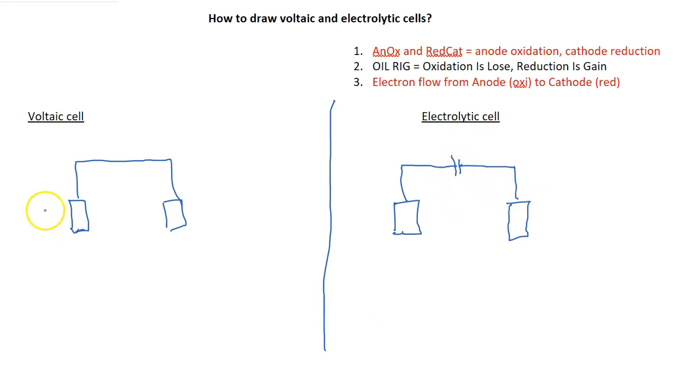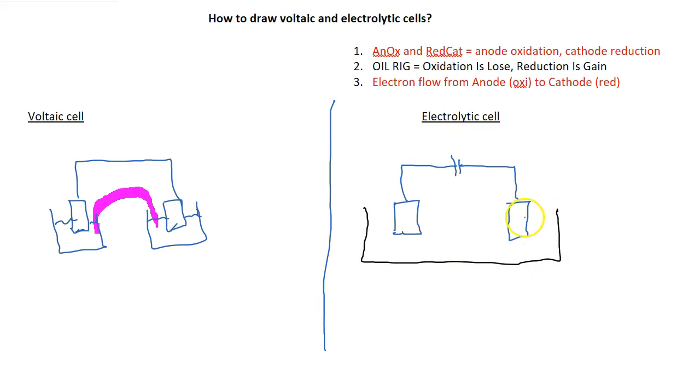Another difference is that in voltaic cells, you have two buckets of liquid that these metal pieces dip in, and these two buckets have to be connected with something called a salt bridge. This salt bridge allows ions to flow through, which gives you a complete circuit. Electrolytic cells, on the other hand, don't need a salt bridge, so you can just put them all in the same bucket.